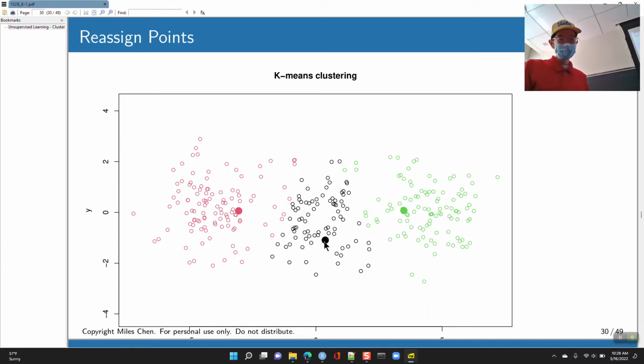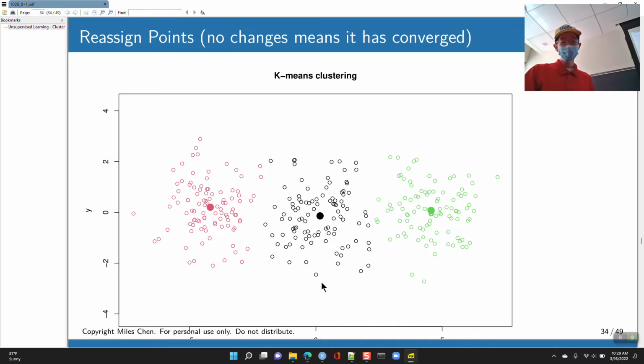And then now that we've reassigned the points, we're going to recalculate the centroid. So we say, okay, for all of the points assigned to red, where is the centroid for red? And so red is going to probably shift over there. For the green ones, it's probably going to shift a little bit that way. And for black, it's probably going to shift a little bit higher. Okay, so they shift, and then we go through and we reassign points. And we get that. And then we go through, and we recalculate the centroid, reassign points.